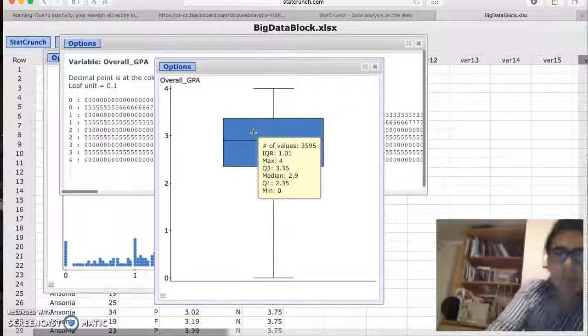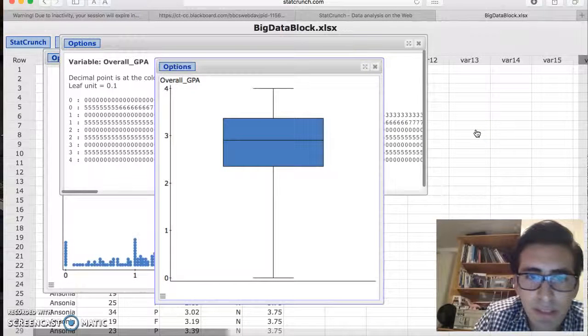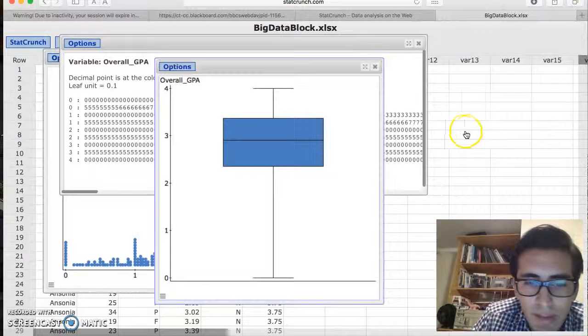Like I said before, I think this is an easier way to display information in a graph, just because of the ease of reading it. And yeah, that's pretty much it.